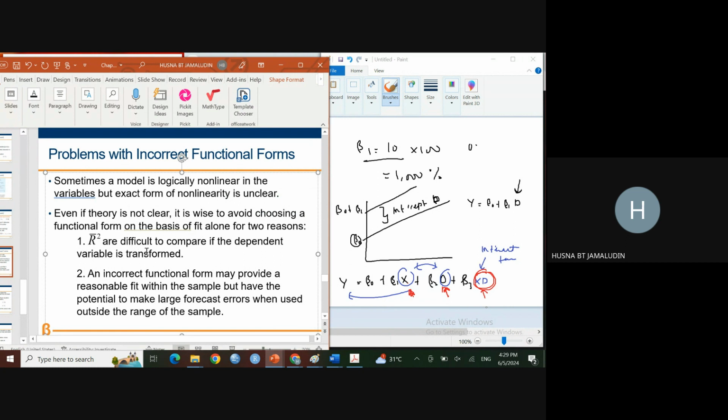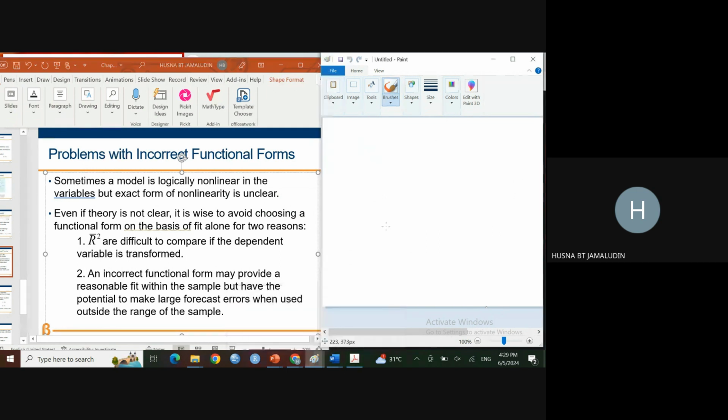First, R bar square are difficult to compare if your dependent variable is transformed. Okay, let me give you the example. This is equation 1. You have R bar square for equation 1, which is 0.52, and this is your equation: Y equals beta naught plus beta 1 x, plus, let me just give you one variable, error term epsilon.